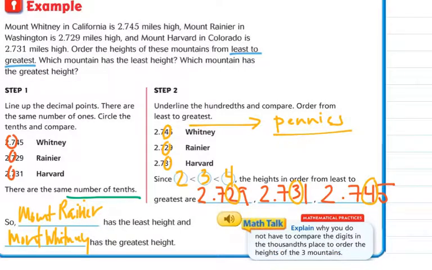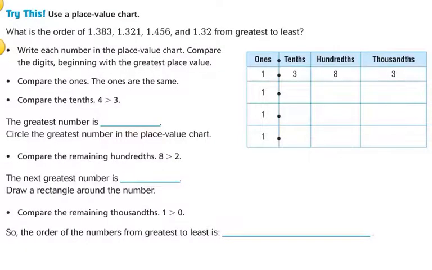So boys and girls, what we're talking about is, why is it okay that we stop comparing after we get to the hundreds place? So now, boys and girls, we have one more strategy, and we're going to try to use the place value chart to help us solve this problem. So it says, what is the order of 1 and 383 thousandths, 1 and 321 thousandths, 1 and 456 thousandths, and 1 and 32 hundredths, from greatest to least?